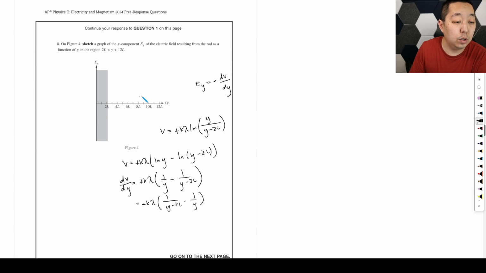All right, so now this has a vertical asymptote right at negative 2L. So it's going to do this, and then it's going to approach 0. That's what's going to happen.